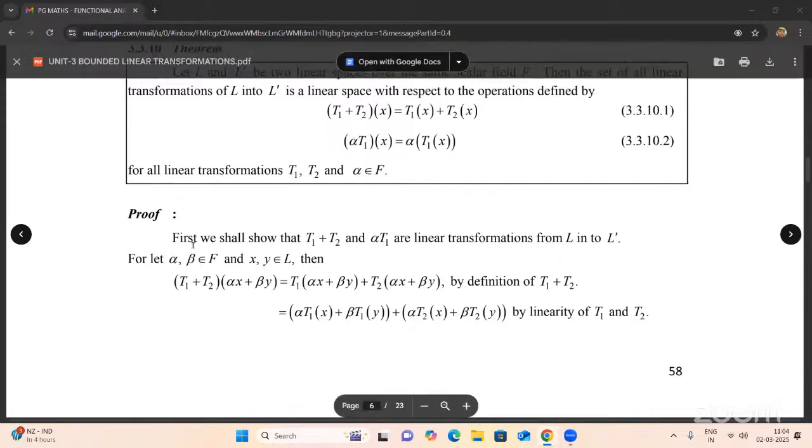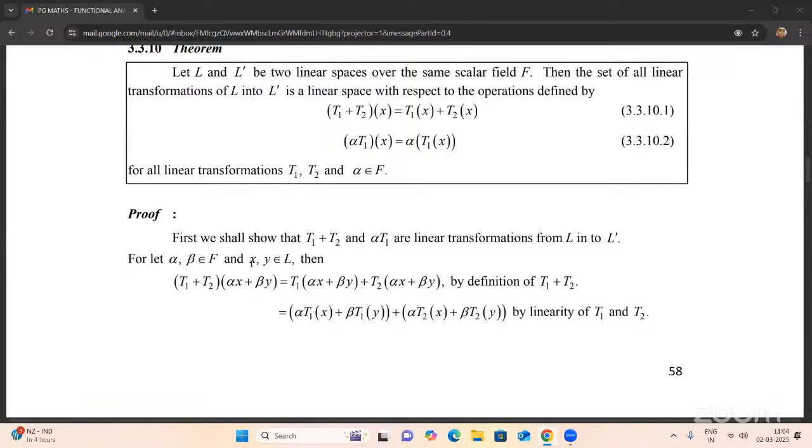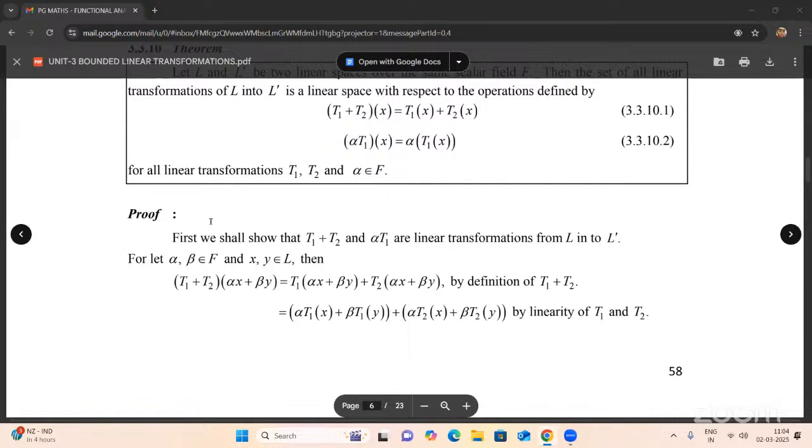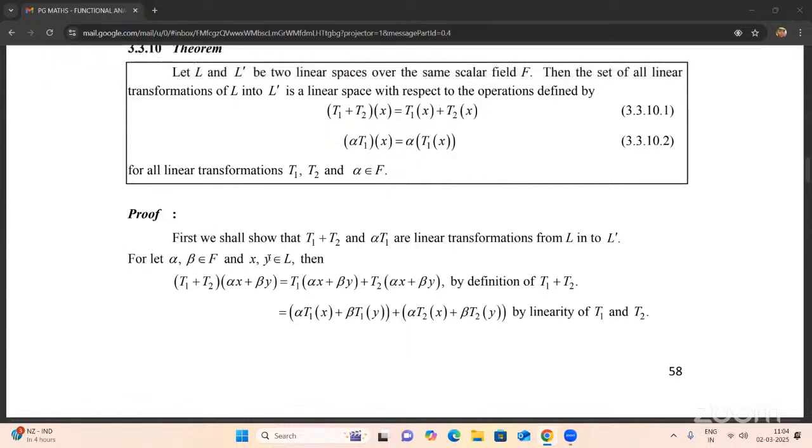So according to that relation, we are taking any two field elements or scalars, alpha and beta. And again, the linear space elements are X and Y. So T1 plus T2 through this condition, direct step. What is the condition? For the linear transformation, alpha X plus beta Y, that is the one step test for the subspace. Through the transformation, it is T1 plus T2 of alpha X plus beta Y. That is the direct condition on transformation of this part. Now it can also be written as T1 of alpha X plus beta Y plus T2 of alpha X plus beta Y. Now that is the condition verified for linear transformation.